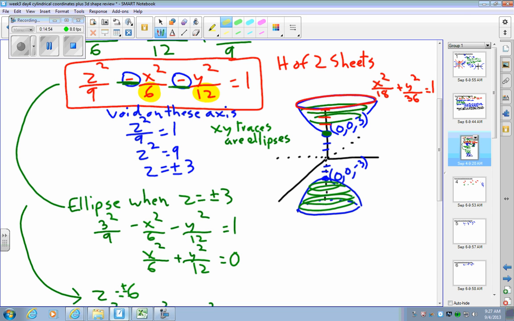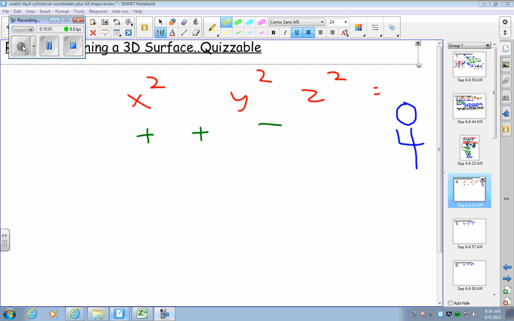Okay, so let's look at another one here on the next page. So on this one here, I set up again the x squared, the y squared, the z squared, but I don't have any signs yet. So I just want to talk to you about playing with signs. If they were all positives, what would I be? An ellipsoid, okay?